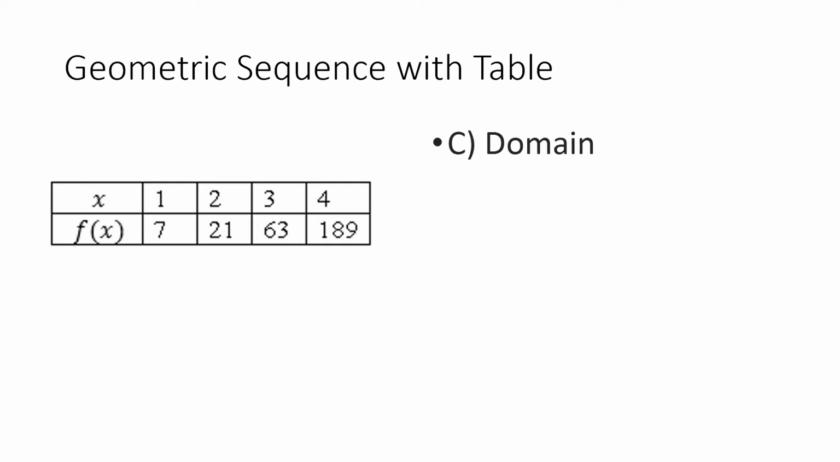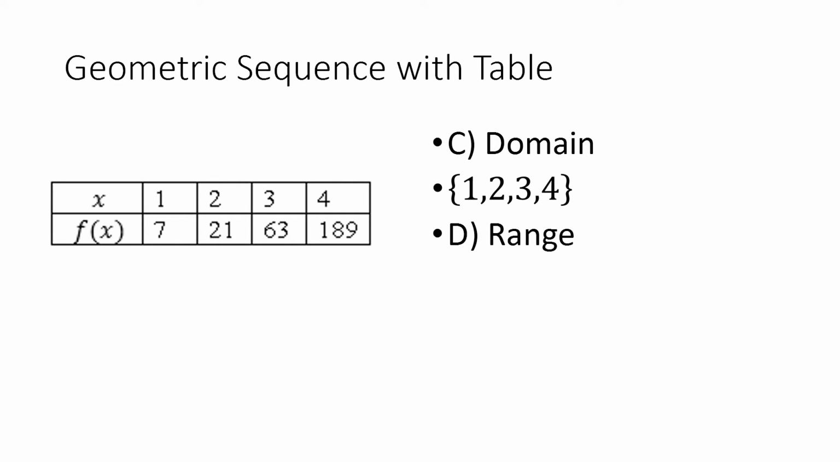C asks for the domain. I need you to know that domain is all possible x values. If you look at this table, all we have are 4 what we call discrete values. I know nothing before 1 nor beyond 4, nor do I know anything that happens between those numbers. So my domain here is simply the list of x values.